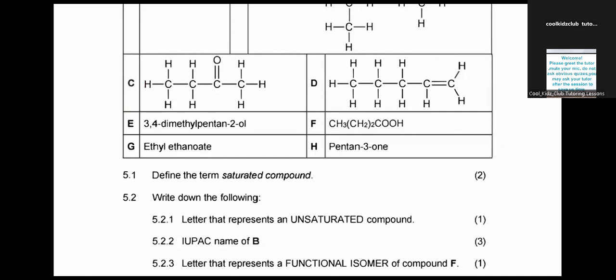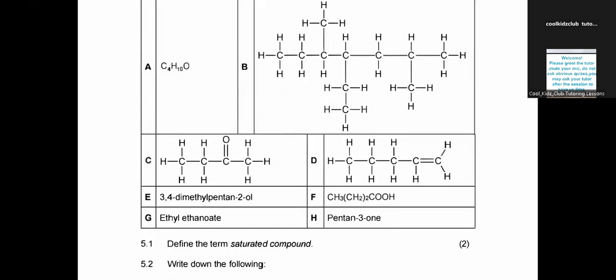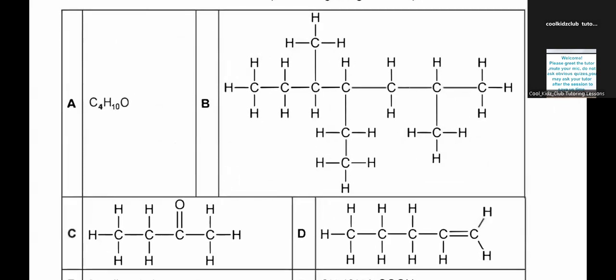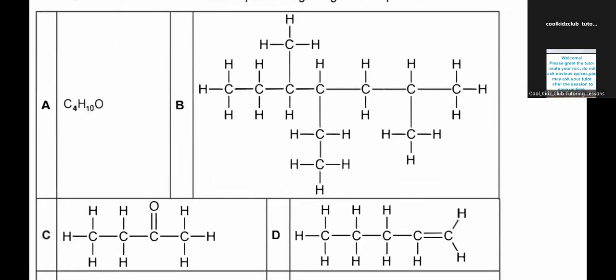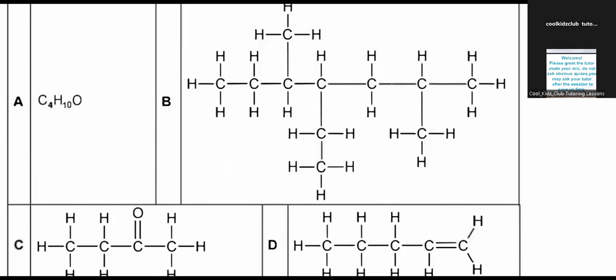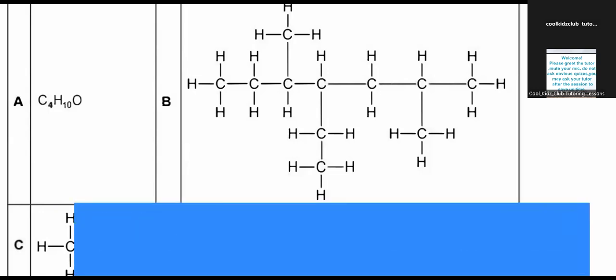Then they said, look at number B and give an IUPAC name. Let's go and look at it. Number B, where is it? There's number B. How are we going to name it, good people? First of all is to identify the main chain. So I'm going to write the name here. First is to identify the main chain. How do we identify the main chain?